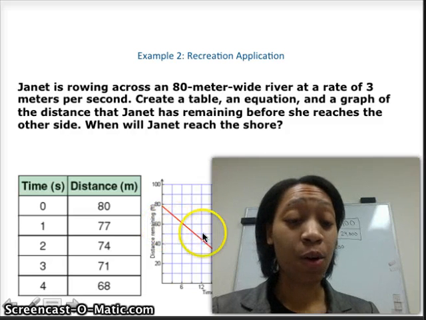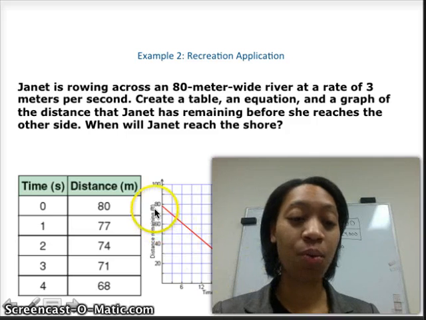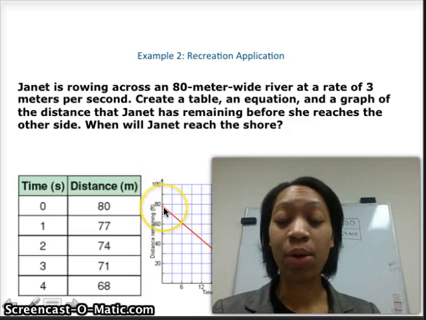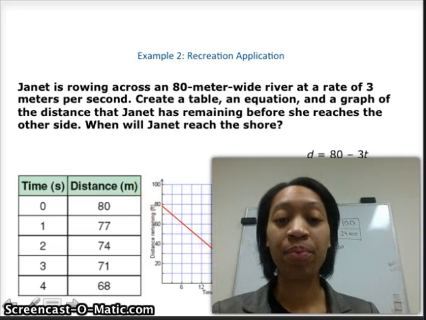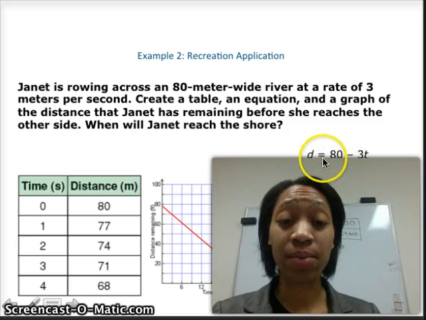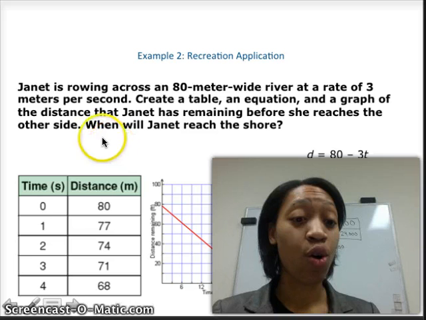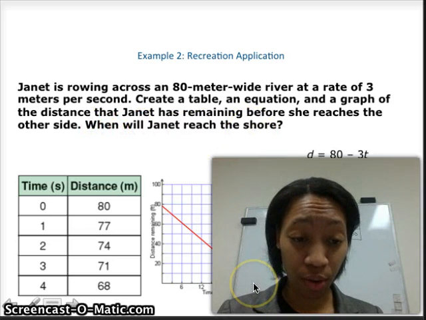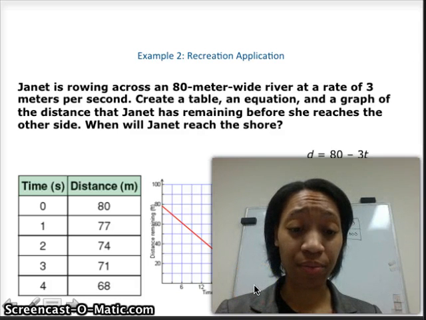We can use this line to write the equation for this line. It looks like the y-intercept of the line, where it crosses the y-axis, is 80. And we know our slope is going down 3, so we have a slope of negative 3. That means our equation is d equals 80 minus 3t. When does she reach the shore? She reaches the shore over here where it touches the axis.